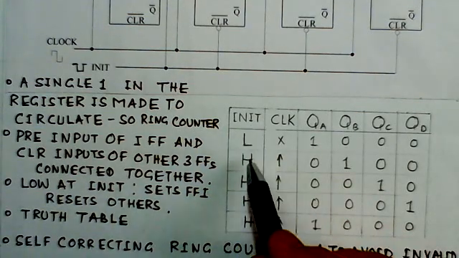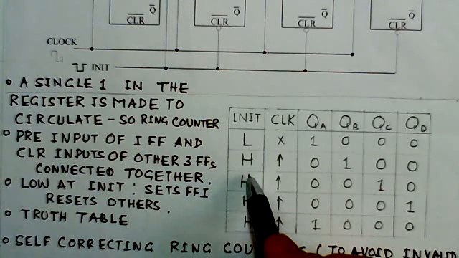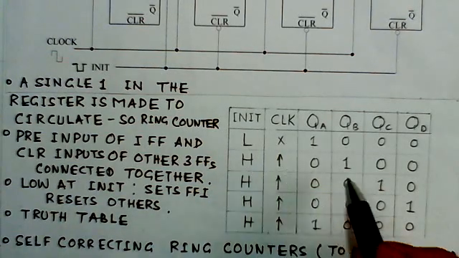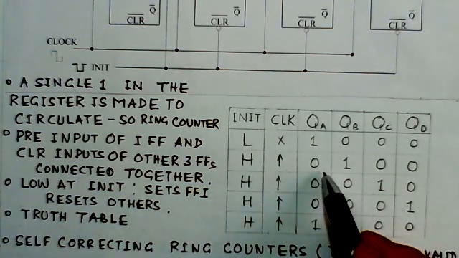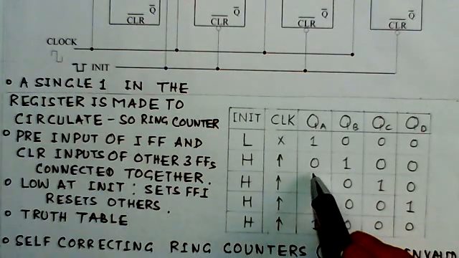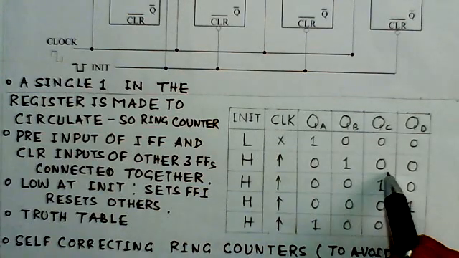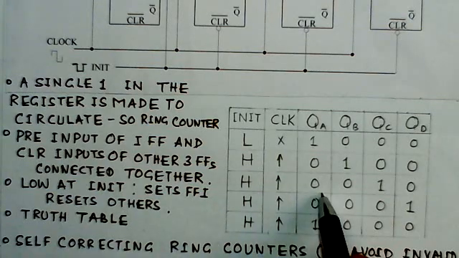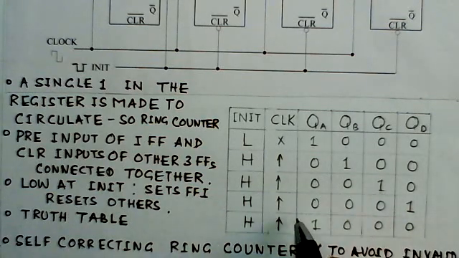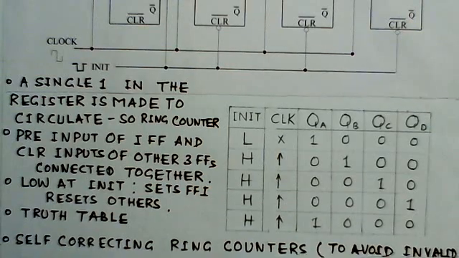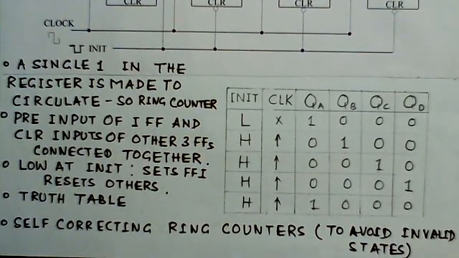Now the INIT signal is high, so it is not active, and when the clock comes, the bit shifts to the right. So the operation gives 0 1 0 0. With the next clock pulse, the 1 shifts further to the right, and so on. And after the 4th clock pulse, it comes back to 1 0 0 0. So this is the arrangement of this ring counter.